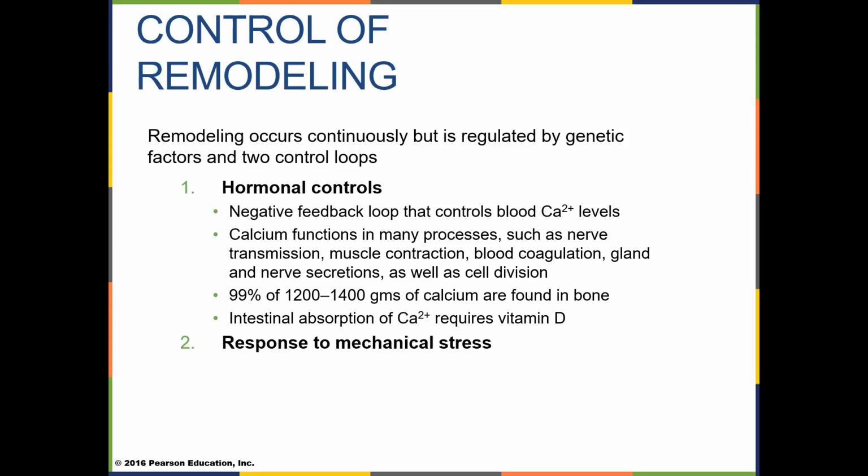Now, there's two things that control remodeling: hormones and stress. Mechanical stress, not the other kind of stress. Mechanical stresses, like lifting weights or something like that. That's a mechanical stress, or adding more physical activity in your life. Hormonal controls and mechanical stress are the two ways that we control remodeling.